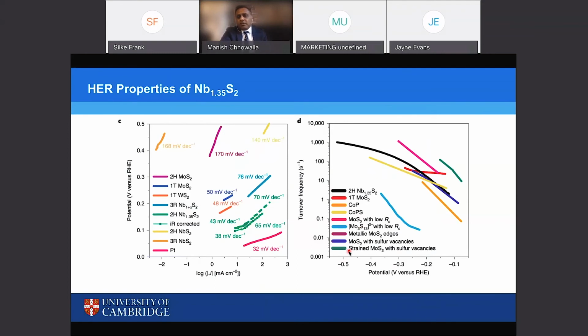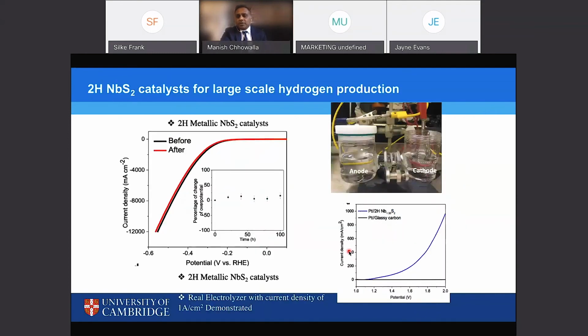So taking all of these things into account, we wanted to demonstrate a proof of concept device, so a very crude electrolyzer where we used our niobium disulfide as a cathode and platinum as our anode. Again, this is in no way optimization. We just wanted to see if we could replicate the large current density values that we obtain in our polarization curves into an actual device.